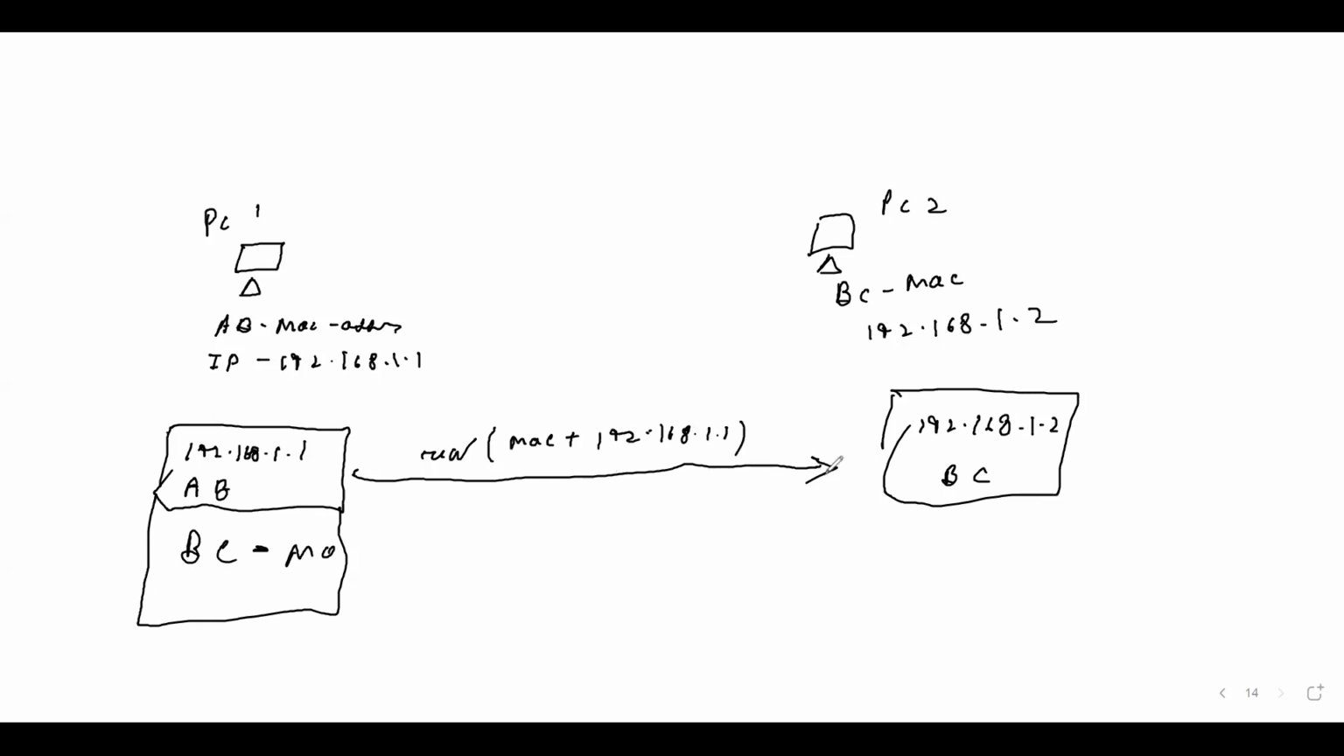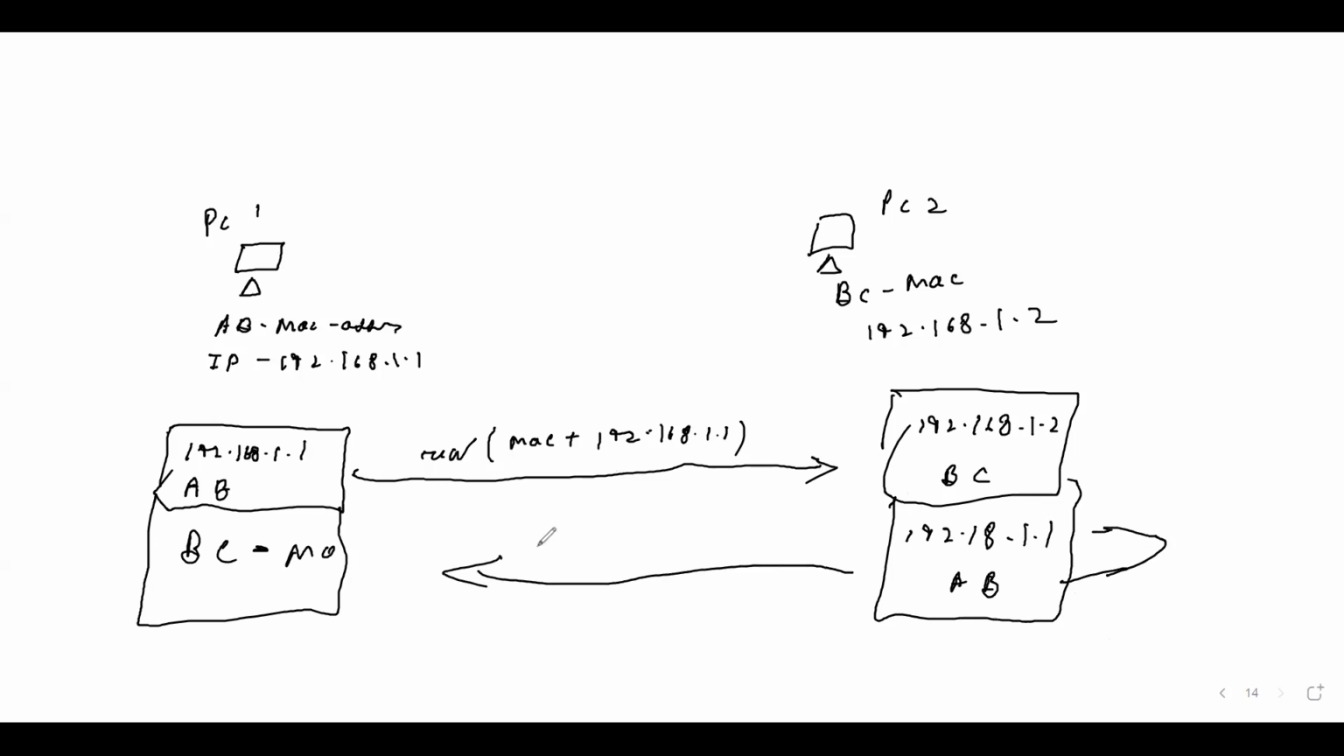You send it with your IP address and ask him, could you tell me your IP address? So PC2 will add this information also: 192.168.1.1 and the MAC address is AB. He wants to know my IP address, so he will send a reply: this is my IP address and my MAC address. The MAC address we already have, so it will add the IP address here. That's it.